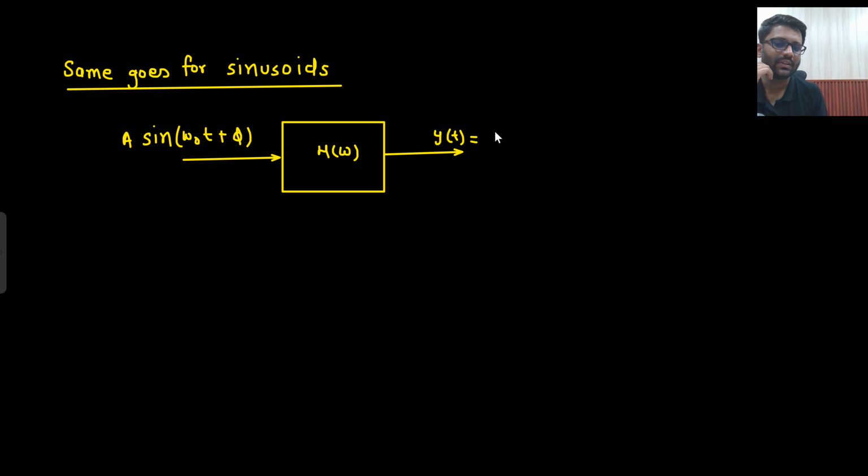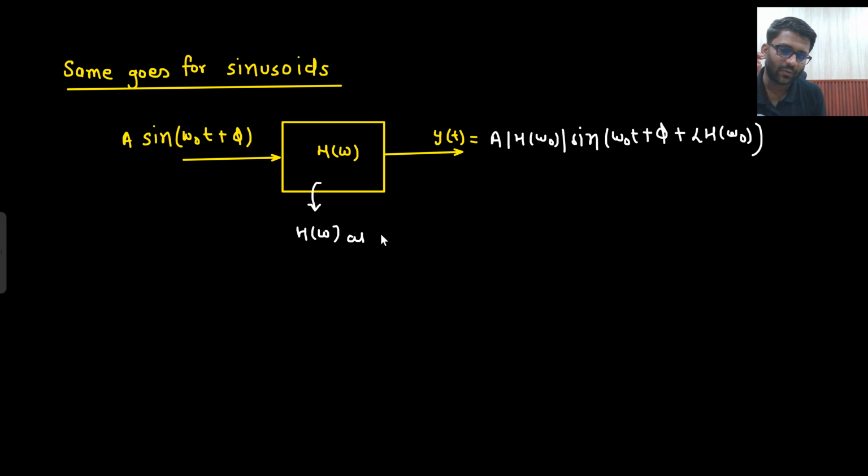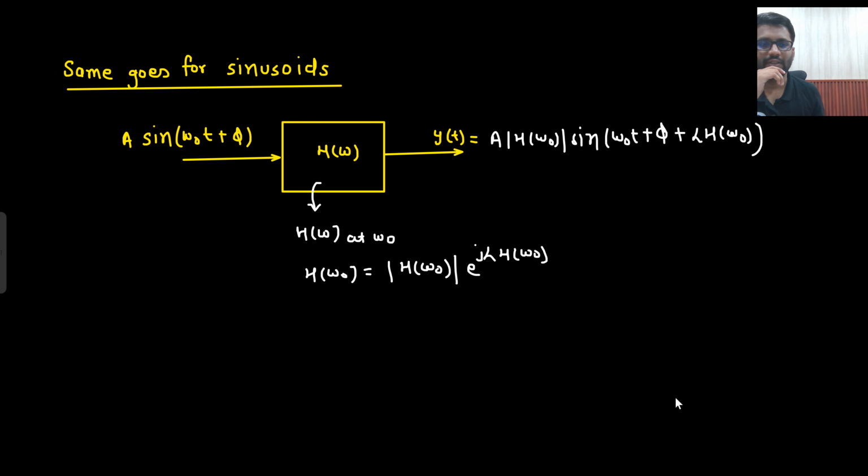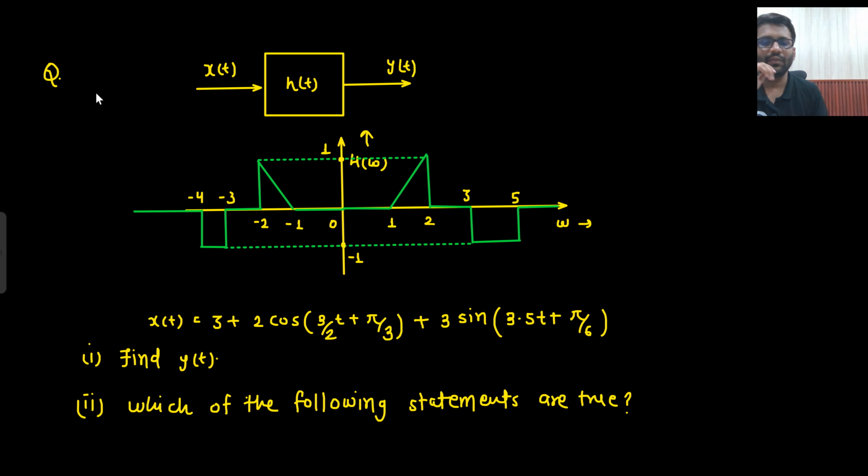So you write down the output of a sinusoid. What would that be? A into magnitude of H of omega naught, sine of omega naught t plus phi plus angle of H of omega naught. There you go. This is how you will write down the output. From here you will get H of omega at omega naught, which is the magnitude of H of omega naught and the angle of H of omega naught. So the same goes for sinusoid as well. Well and good.